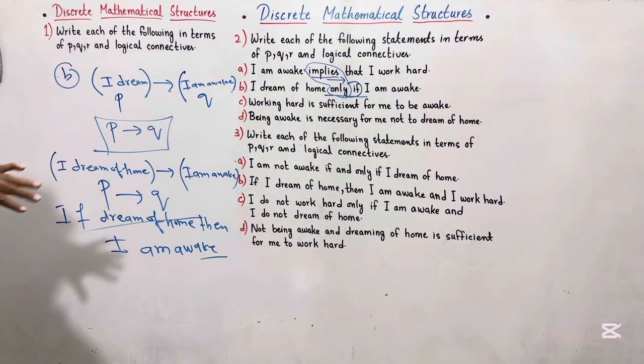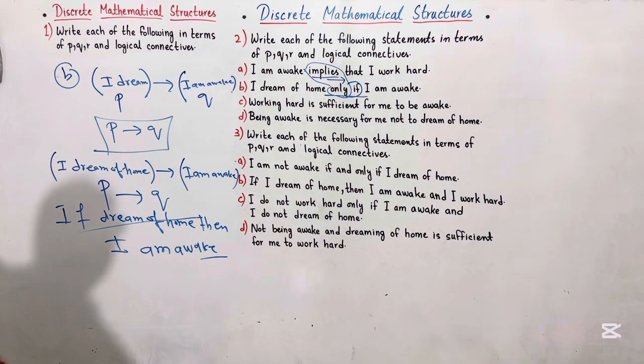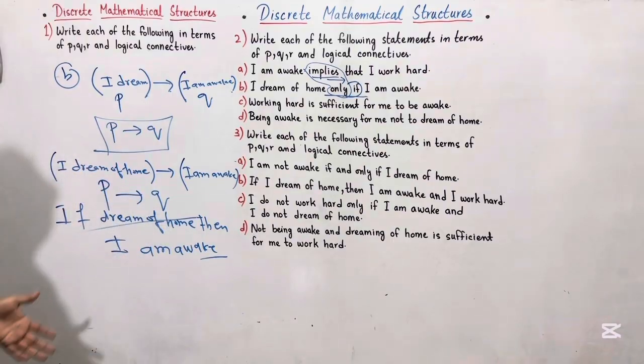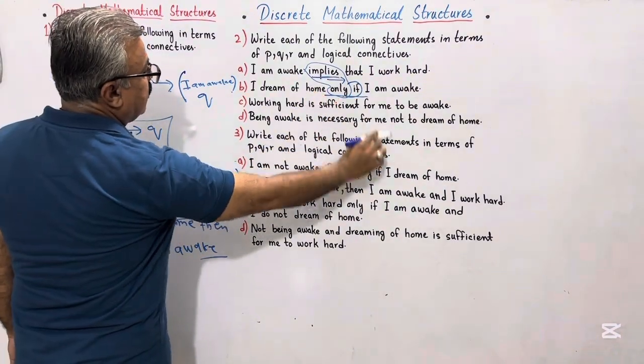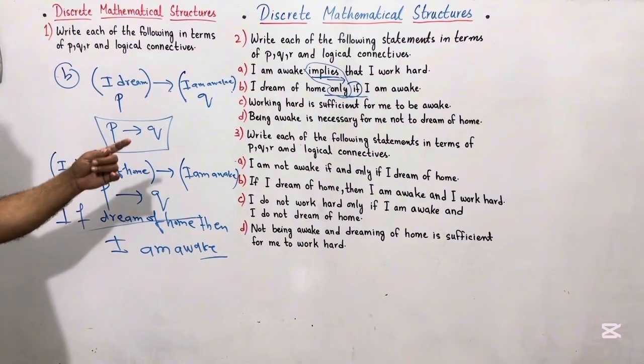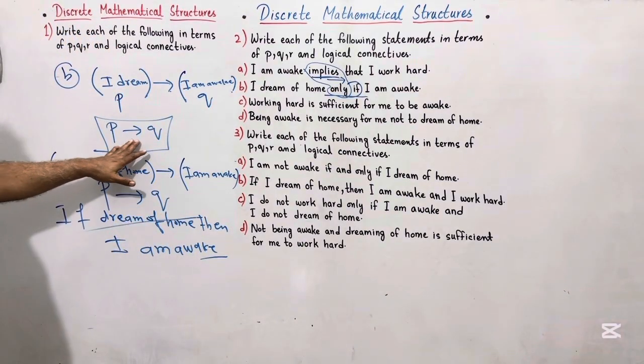B. If I dream of home, only if I am awake. Only if is a synonym for implies. Only if is our one-sided arrow, it's our implication.